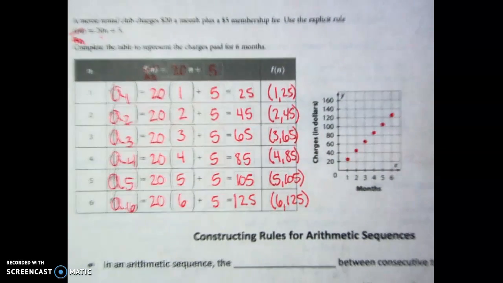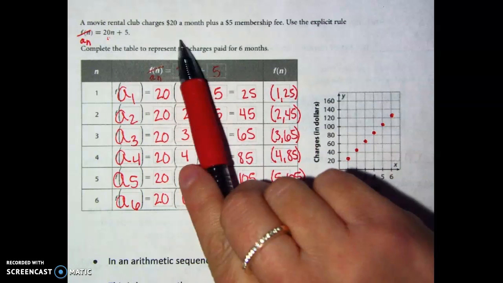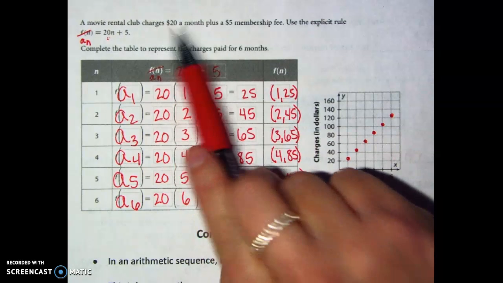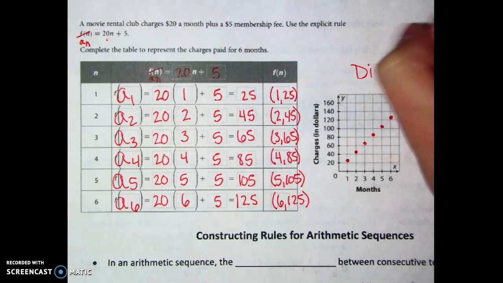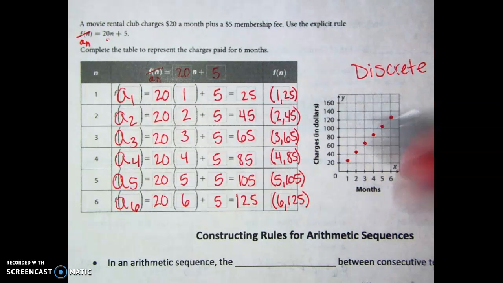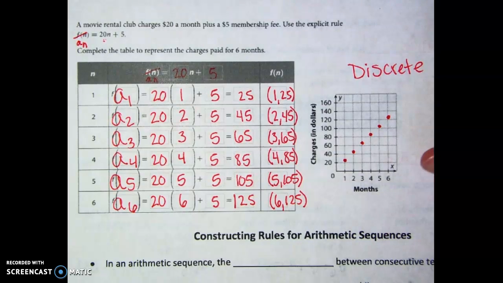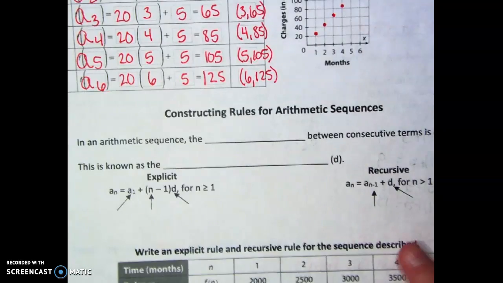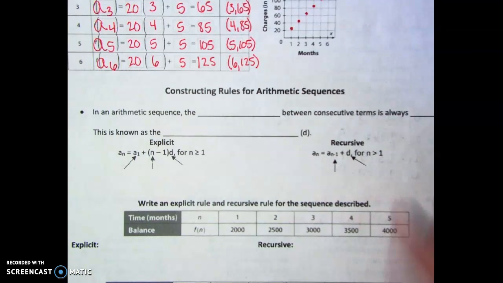Okay, so this graph represents the charges that a movie rental place does. So it's $20 a month plus $5 membership fee. We do not connect the dots on this one. This one is discrete because it can only go up by increments of 20 each time, because that's how much they charge a month. Okay? So if you have any questions about that, please pause the video and ask me. We have this section to do down here, and then we will be done with these notes.